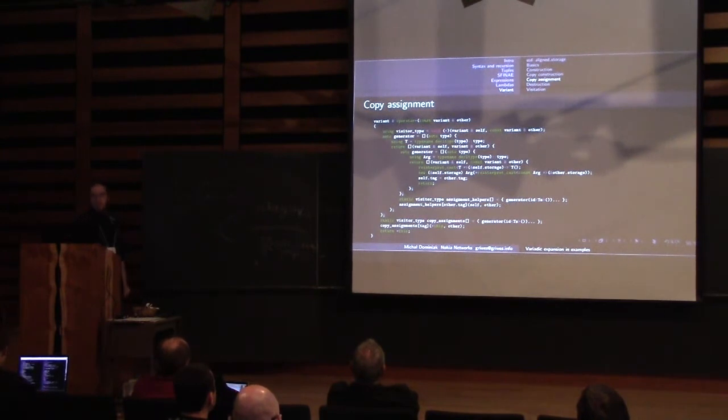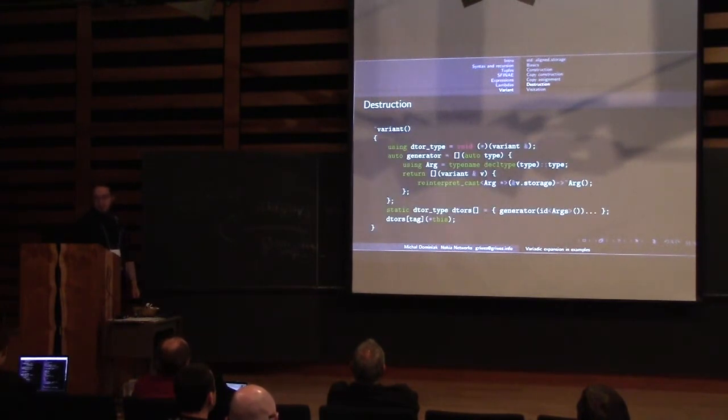Okay, so the structure is simple enough. It's basically the same thing. We dispatch on the type that's currently held inside the variant and destroy it. And there are some additional functions that help us visit the variant.